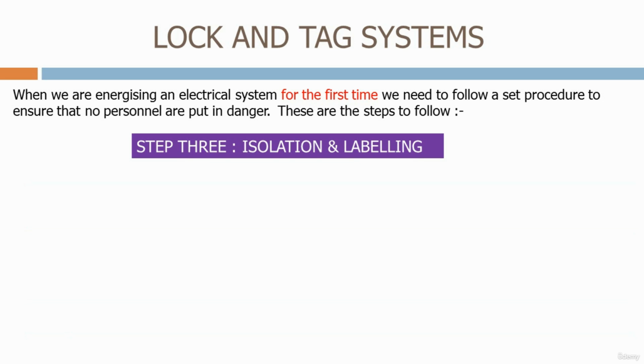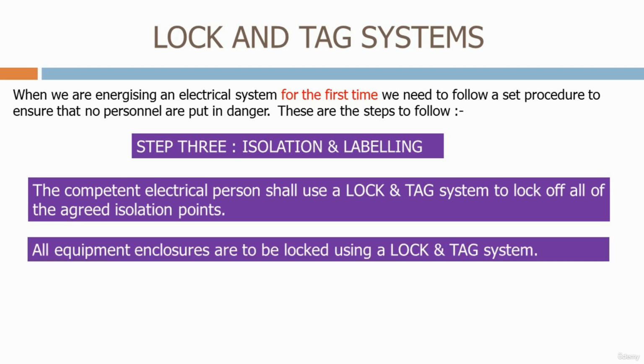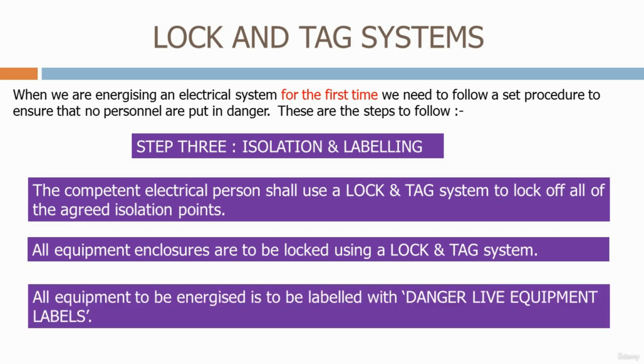Step 3 is isolation and labeling. The competent electrical person shall use a lock and tag system to lock off all of the agreed isolation points. All equipment enclosures are to be locked using a lock and tag system. All equipment to be energized is to be labeled with Danger Live Equipment labels.